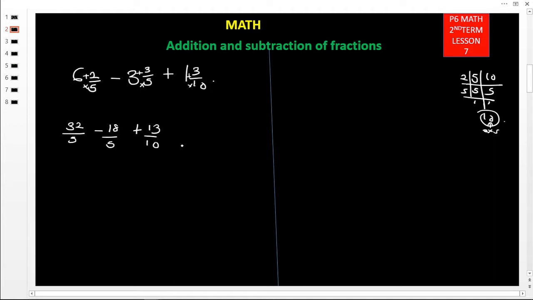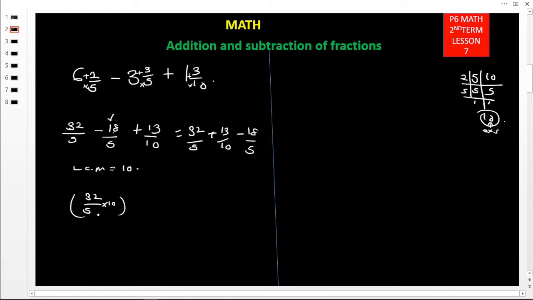Now the LCM is going to be 10. Then it is now going to be 32 out of 5 times our LCM, which is a 10. But after that we have to arrange our fractions. Okay, let us first come back here and arrange our fractions. Then this is 32, minus, says that this one is being taken away, then this is added and we take away this. So it is going to be 32 out of 5, then plus 13 out of 10 minus 18 out of 5.